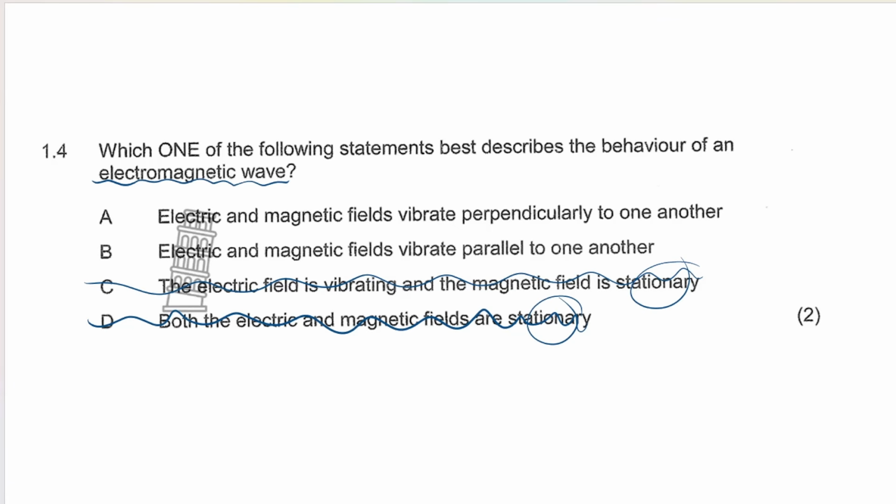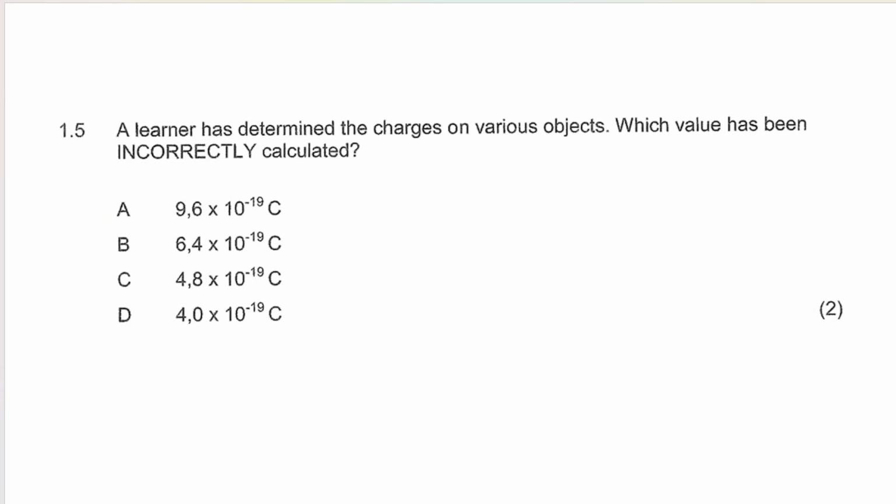You need to know, according to the definition, it's all about electric and magnetic fields vibrating perpendicularly to one another. So if you go to my video on electromagnetic waves, electromagnetic radiation, I explain exactly what this looks like. So your answer is A.